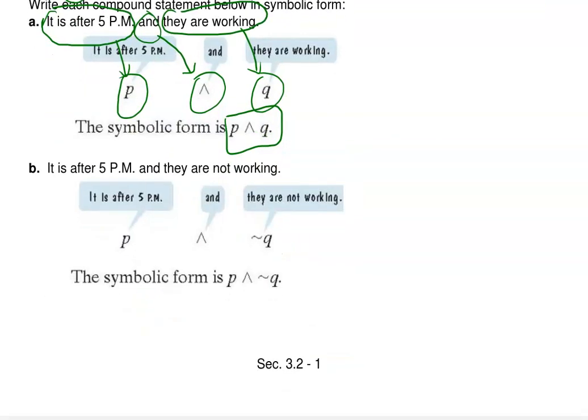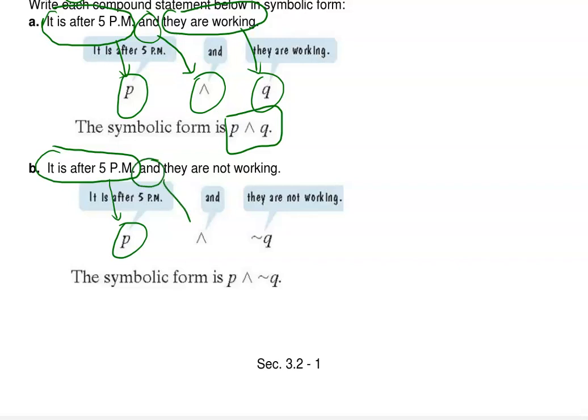This example is a little bit different, even though the statements are pretty similar. It is after 5 p.m. Again, that is just statement P, so we can just translate that to the letter P. We can let P represent that statement. And, again, "and" is represented with this symbol here.